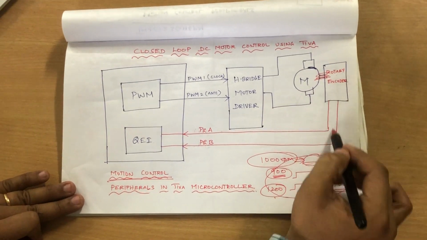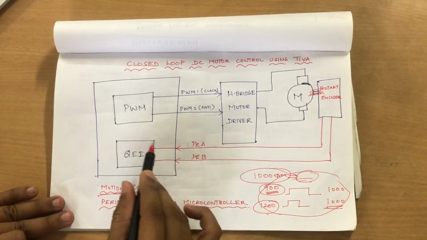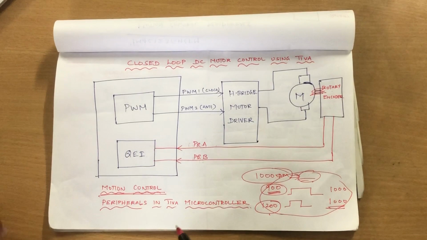And the output of the rotary encoder must be connected to the quadrature encoder interfacing to make a wonderful closed loop control system for any motor control applications.